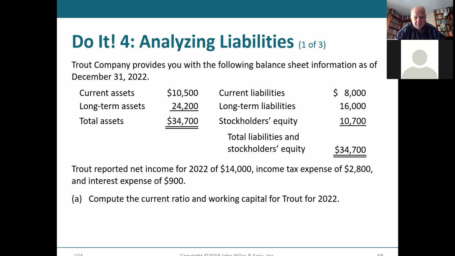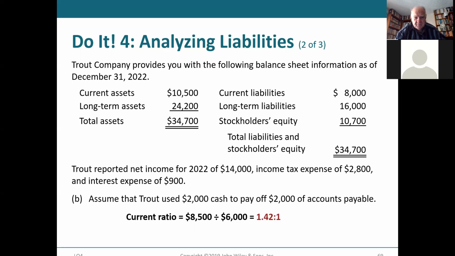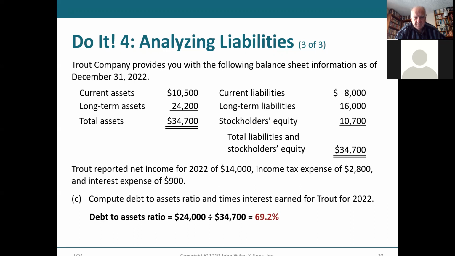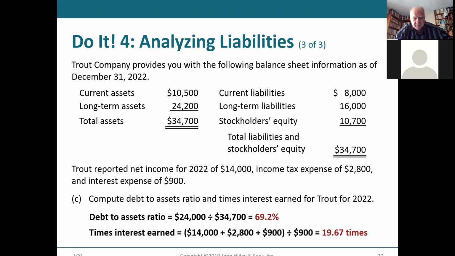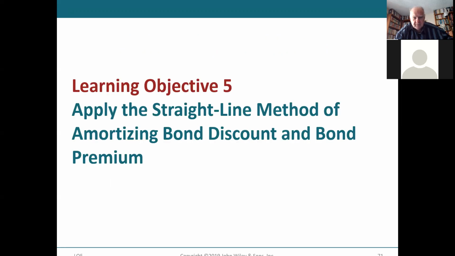Compute the current ratio. We know how to do that. Assume that Trout used 2,000. Boy, they're giving us a lot on the current ratio. Hint, hint. We know what working capital is. Debt to assets. We've got that. 24,000. You add up the 8 and the 16. Divide by 34,700. And the times interest earned.